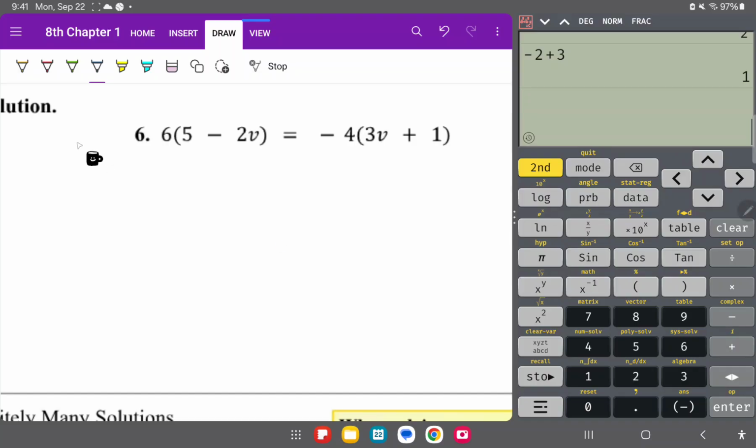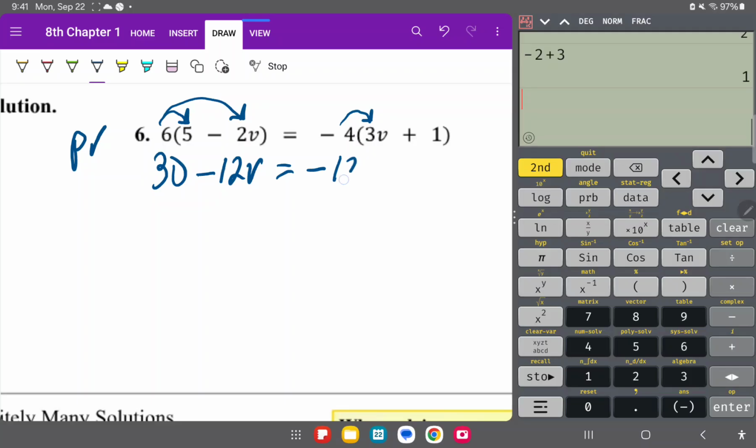Number 6, we do have parentheses to deal with. So we do 6 times 5 is 30. And then 6 times negative 2v is negative 12v. Then here we distribute negative 4 times 3v is negative 12v. And negative 4 times 1 is negative 4.